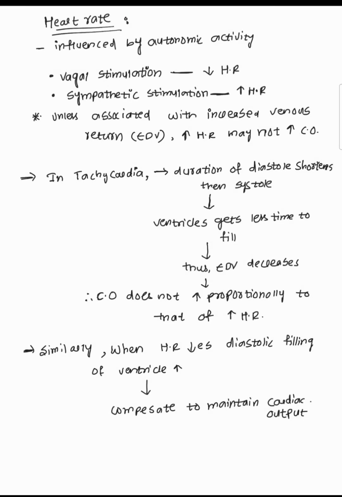Next, heart rate. Heart rate is influenced by autonomic activity, especially vagal stimulation and sympathetic stimulation. Vagal stimulation decreases heart rate and sympathetic stimulation increases heart rate. Unless associated with increased venous return, heart rate may not increase the cardiac output. You remember, see, unless venous return is associated, increased heart rate may not increase the cardiac output.